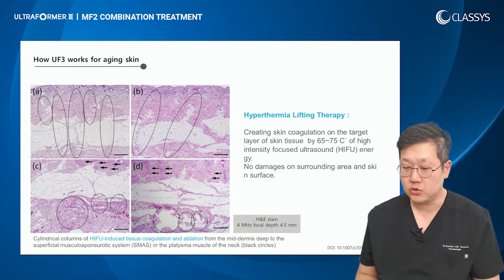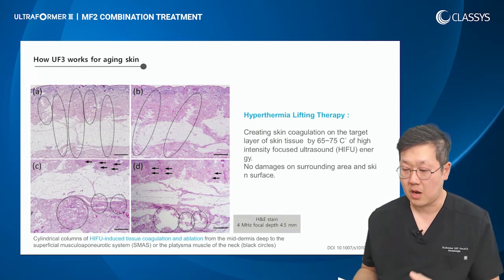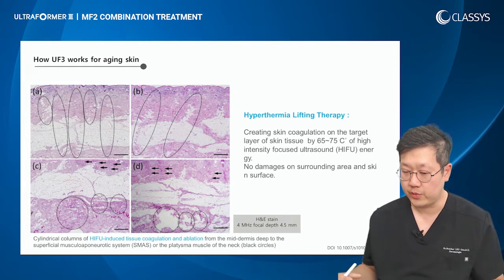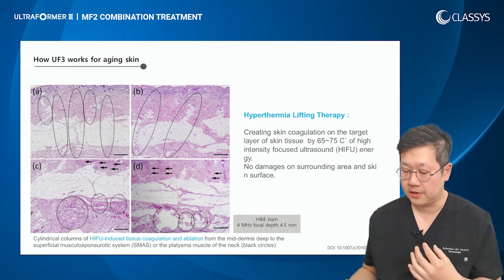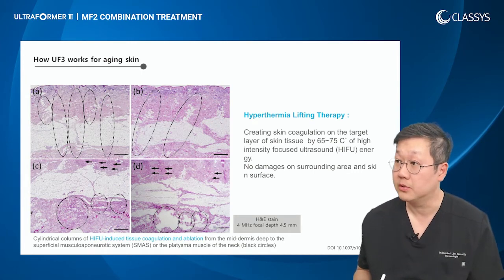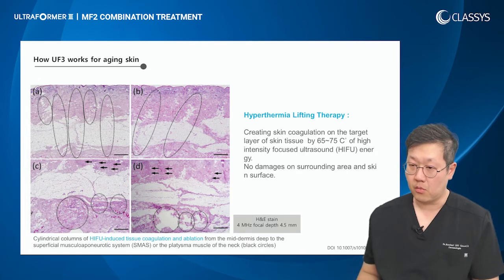We can use hyperthermia lifting therapies using high-focus ultrasound, which is well known to give a focal point of hyperthermia to make shrinkage, to make new collagenesis and the rearrangement of collagen bundles. We will make more prominent changes.